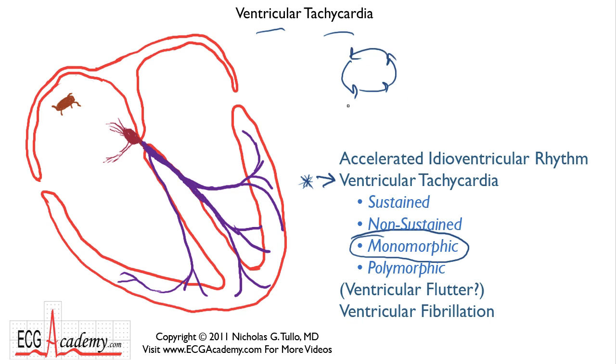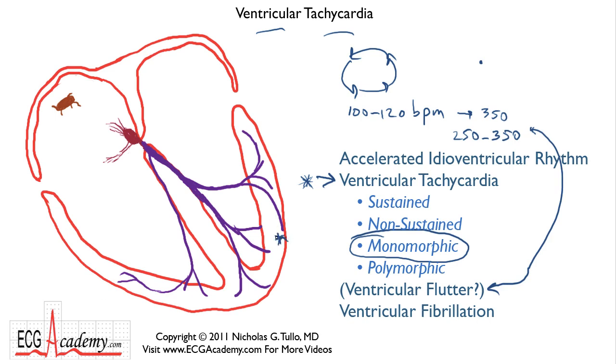Now, what rates? We're generally talking 100 to 120 beats per minute, depending upon which definition you use, and it can go all the way up to about 350, although from 250 to 350, monomorphic ventricular tachycardia is often referred to as ventricular flutter. On rare occasions, there can be a focus in the left ventricle or the right ventricle that's firing at a rapid rate and taking over the heart rhythm, but those are much less common, and we will cover automatic ventricular tachycardias in the advanced course.